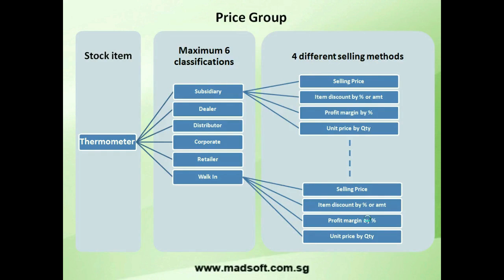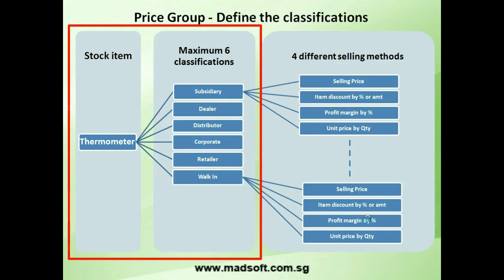Now let's take a look at the price group feature. The MadSoft price group feature allows us to define 4 different selling methods for a maximum of 6 different classifications of customers. The 4 different selling methods are: method number 1, setting different selling prices for different types of customers. Method number 2, setting discount in dollar amount or in percentage. Method number 3, define profit margin in percentage. And method number 4, set unit price by quantity.